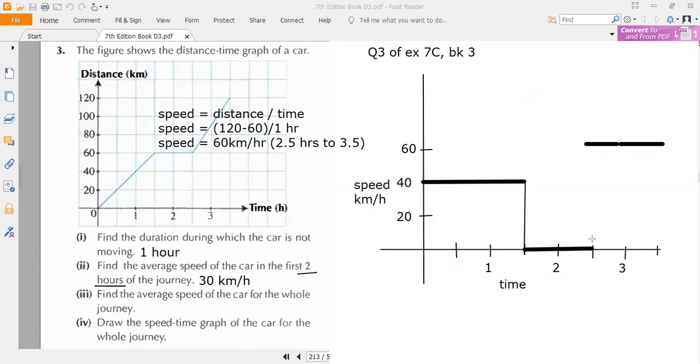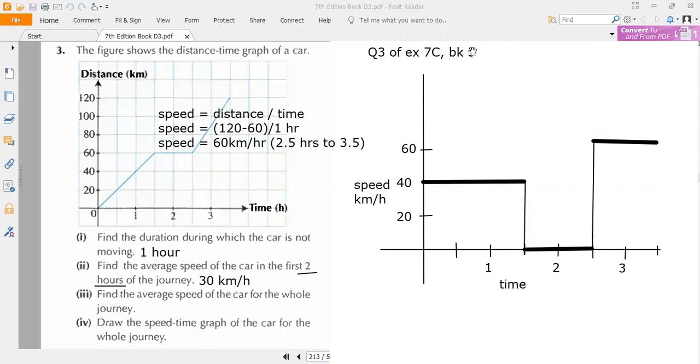So from this point onward, it will be 60 kilometer per hour till 3.5. I'm just making it again so it is properly shown here. Joining this line again so that you can see it properly from this line to this line. The last line drawn is not necessary. This one is not necessary.